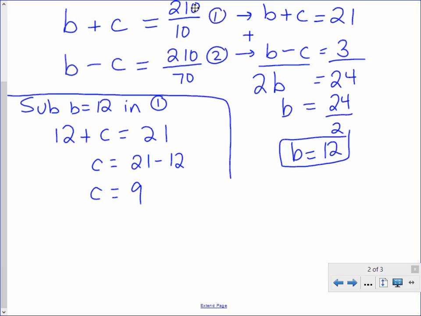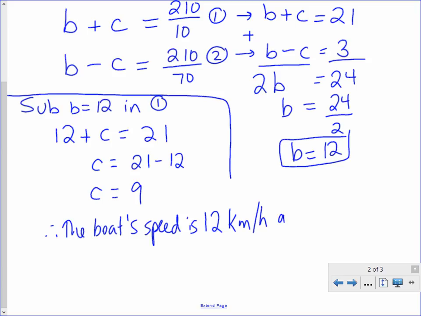So therefore, the boat's speed is 12 kilometers per hour, and the current speed is 9 kilometers per hour.